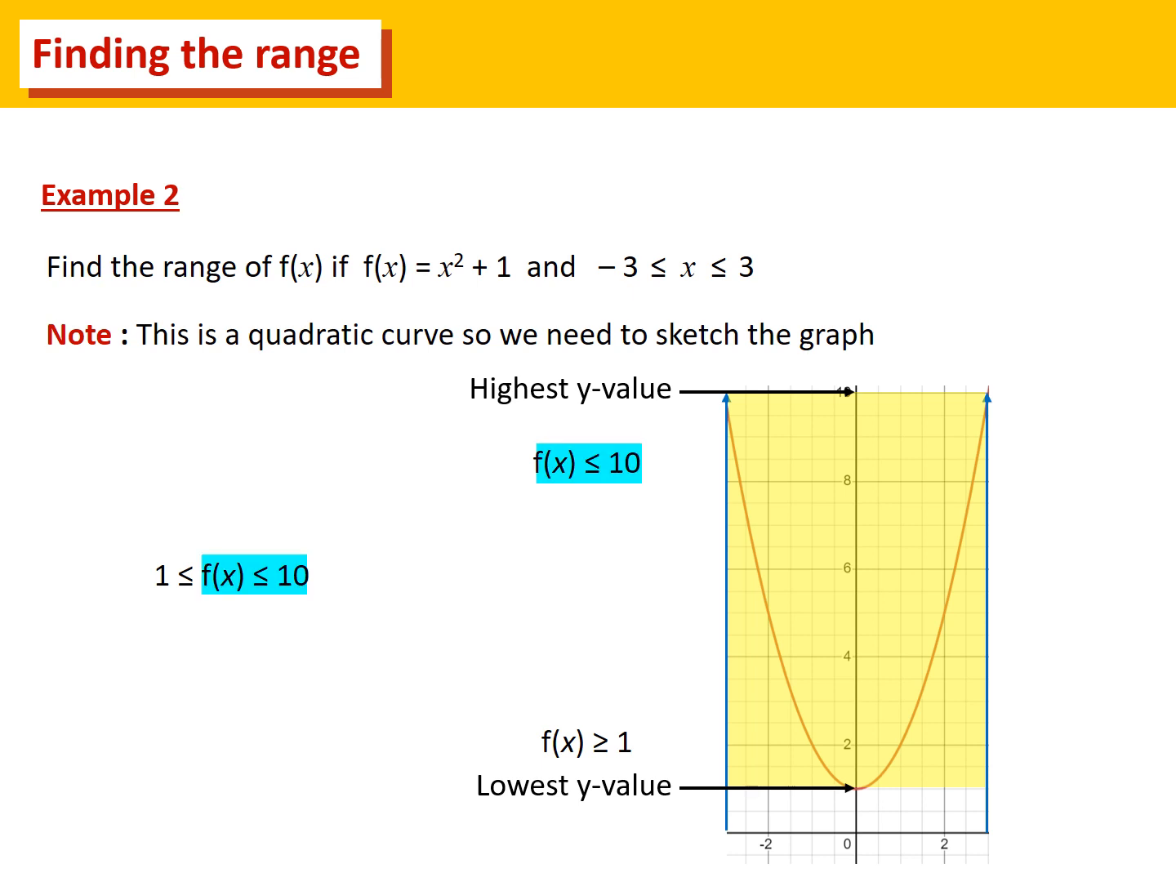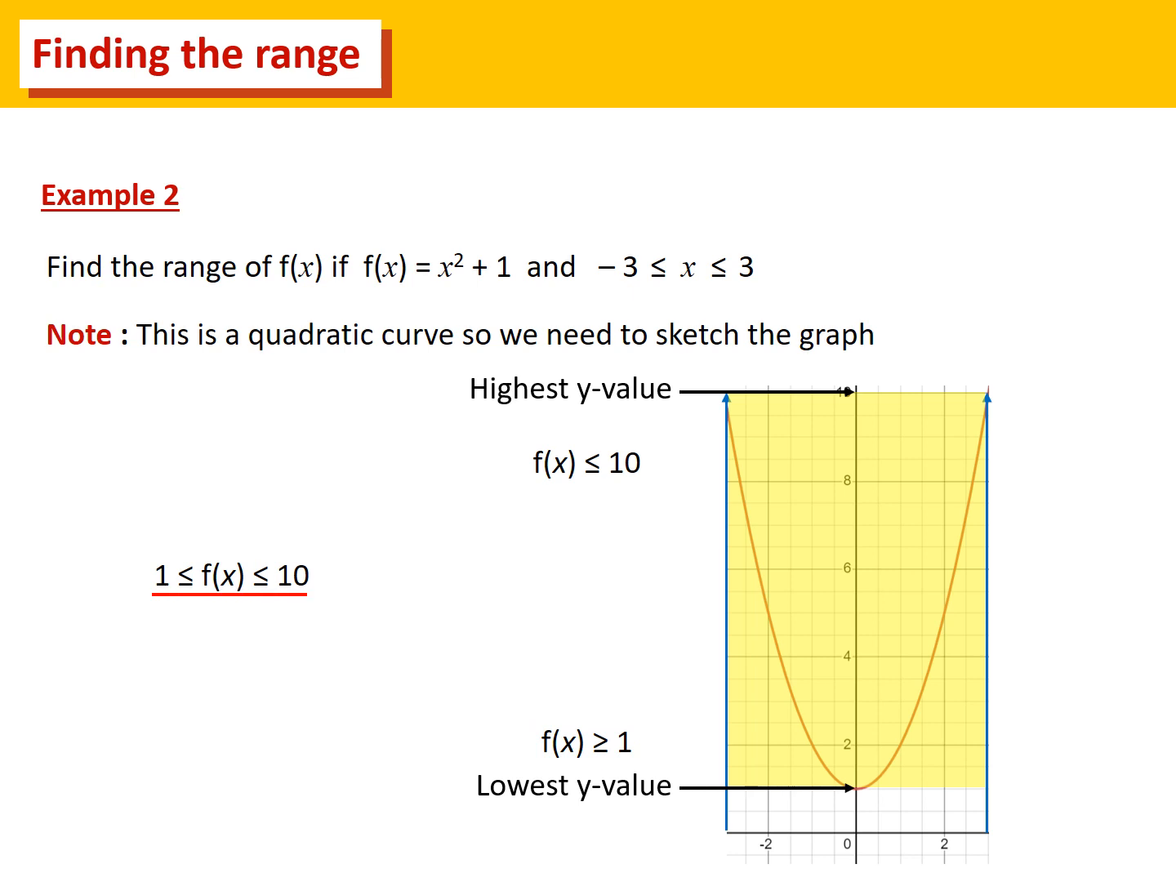And let's just check. F of x less than or equal to 10. That's what we have at the top end. And also, if f of x is greater or equal to 1, as we have here, that's the same as saying 1 is less than or equal to f of x. So these two things are exactly the same. And that's how we'd write the answer.